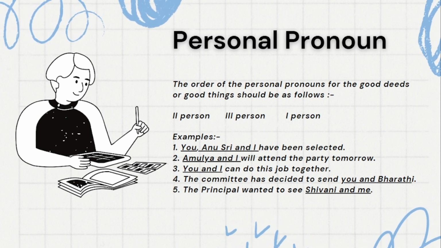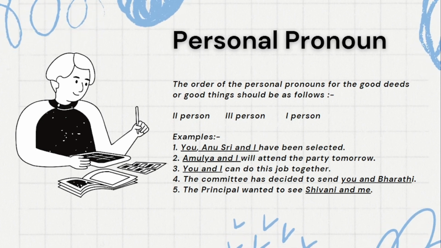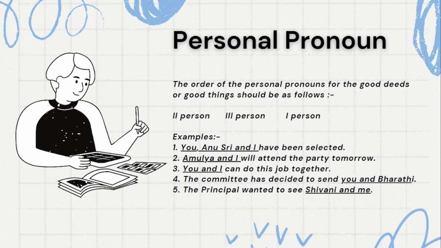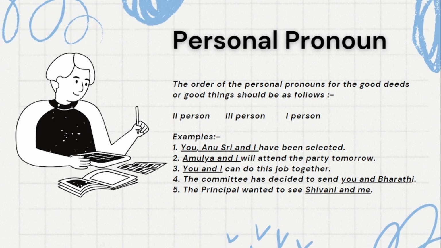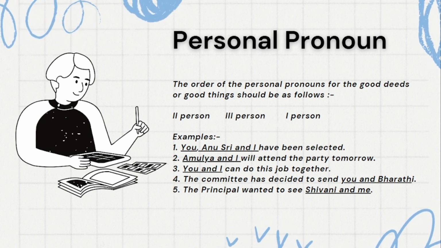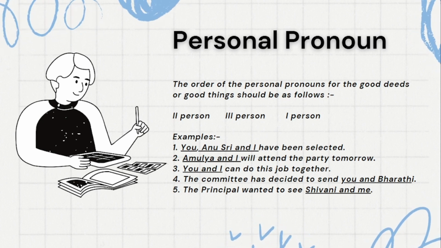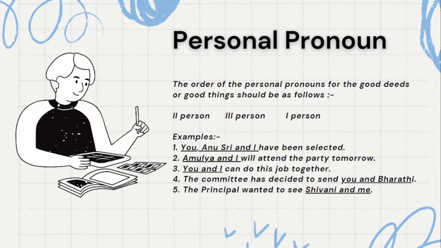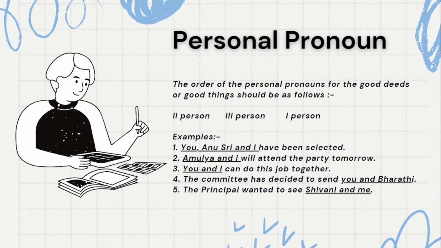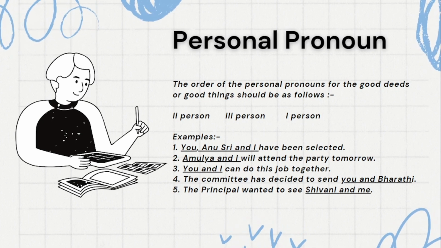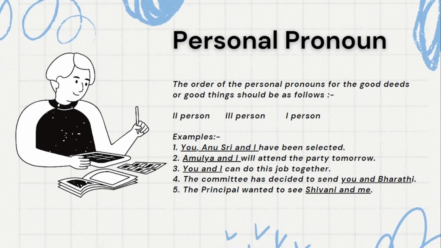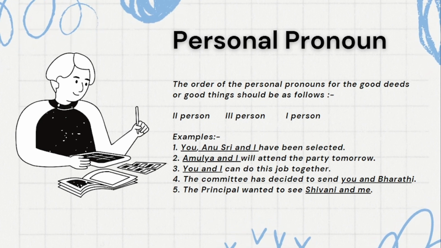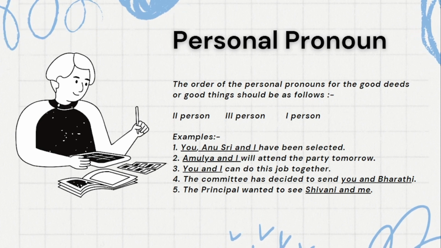First one, you, Anusri, and I have been selected. First check whether the sentence is explaining a good activity or not. In this example, the sentence is about a good activity. So, this order should be followed. What is the order? Second person, third person, and first person.